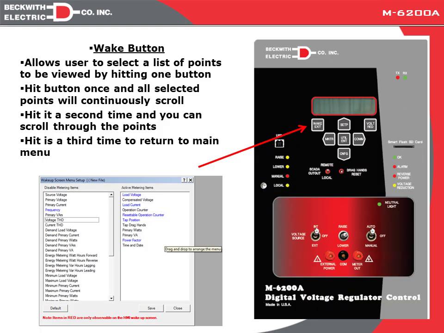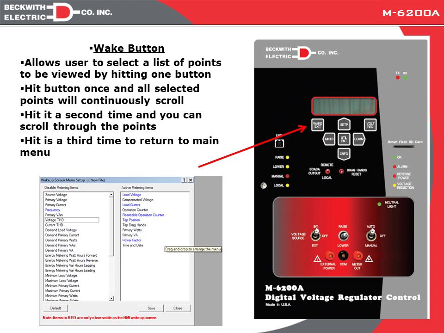Now, another button that can be configured is the wake button. And the wake button allows the user to scroll through and select any of the points on this side of the configuration and drag them to this side and then put them in any order they want. Once they're here, now when a lineman or an operator depresses the wake button from the home screen, it will start continuously scrolling through each of these points one at a time for about 1 second per point. If the operator were to hit it a second time, it would freeze on that screen, and then using these two up and down arrows, the operator can scroll at their own pace between these, and if you hit it a third time, it returns back to the home screen.